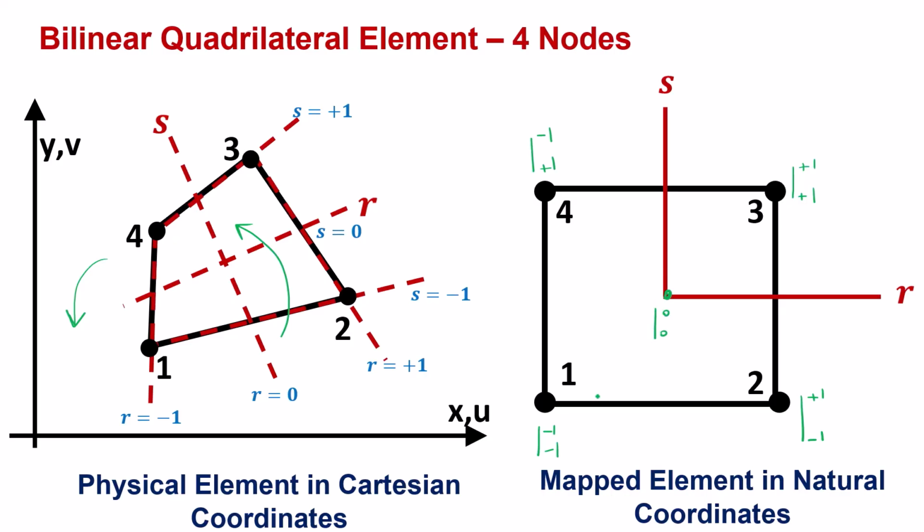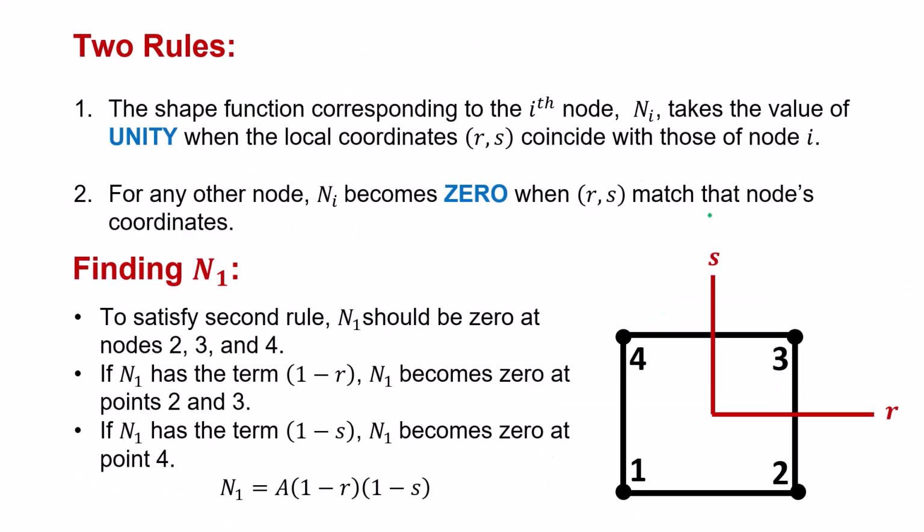The dashed red lines show the constant values of R and S. For example, R equals -1 corresponds to the left edge, and S equals +1 corresponds to the top edge. This mapping makes it much easier to define the shape functions, which we will use to describe the displacement field inside the element. Now let's see how we can actually find the shape functions.